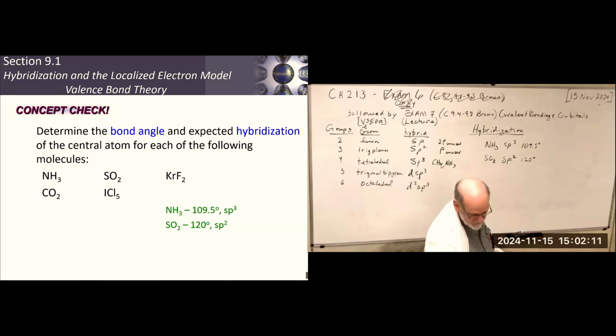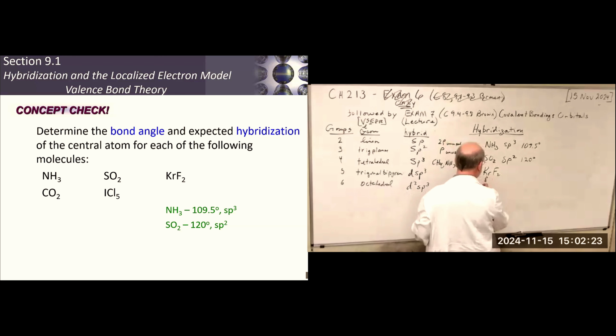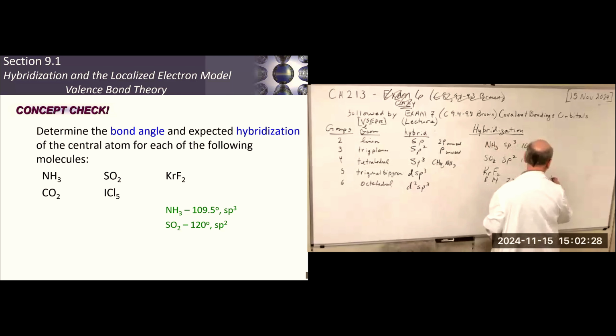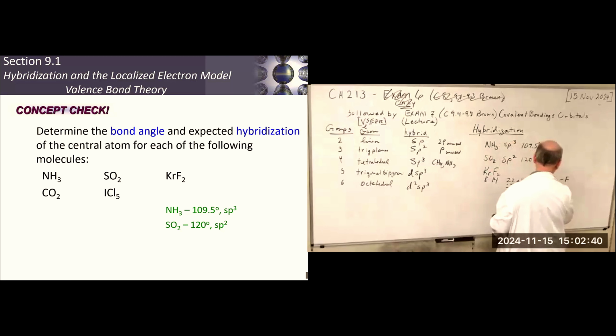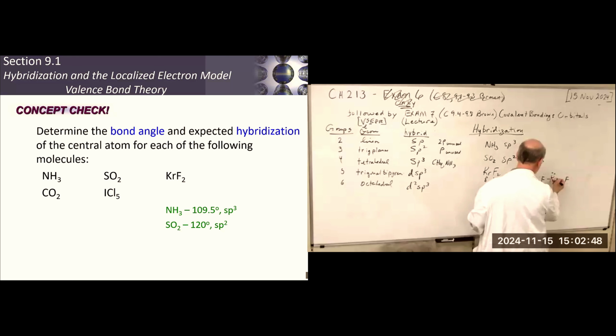Let's see. There it is. Next one is, they're going across, I think, krypton difluoride. So we have 8 here, and 2 times 7 is 14. So we have 22 electrons. Krypton in the middle, fluorine, fluorine. 2, 4, 6, 8, 10, 12. Minus 12 is 6. So we have 2, 4, 6.